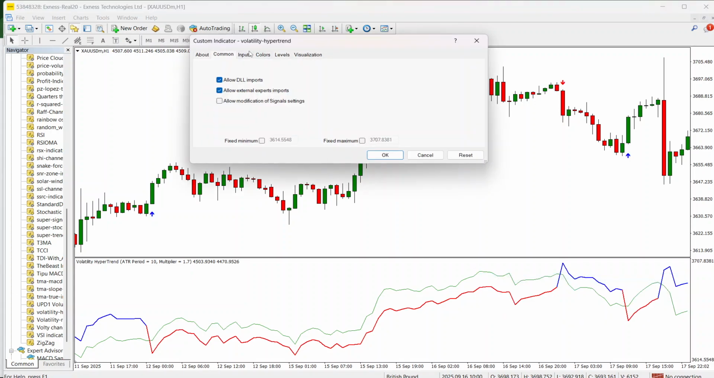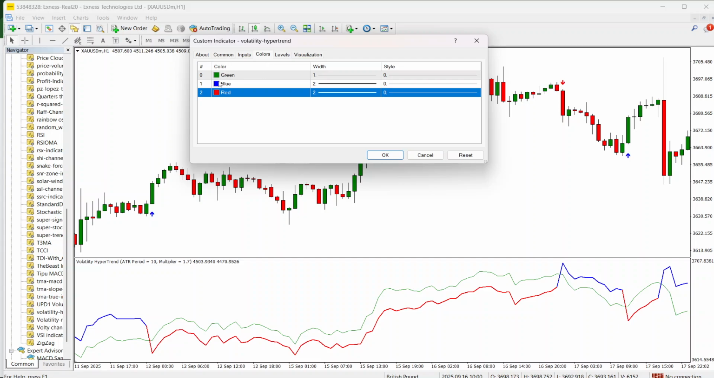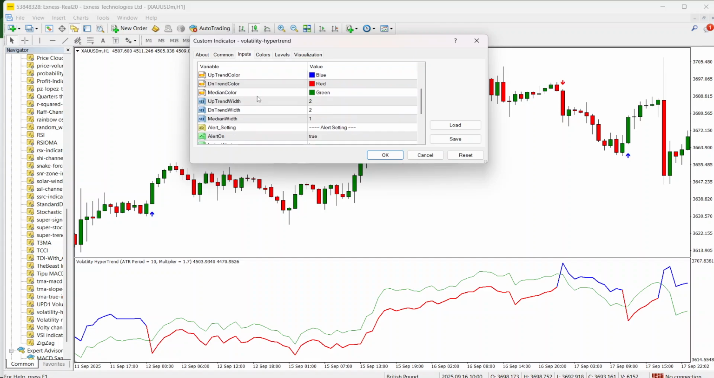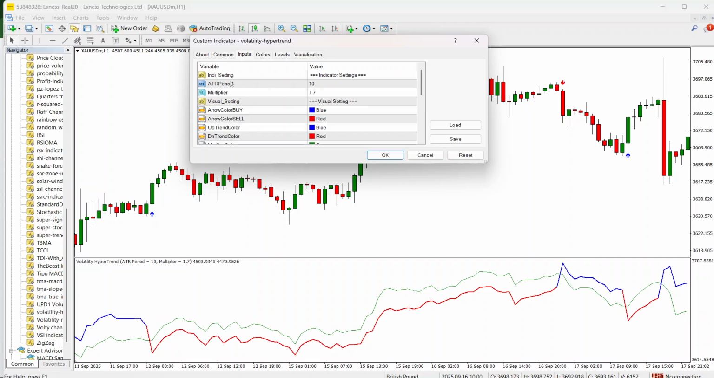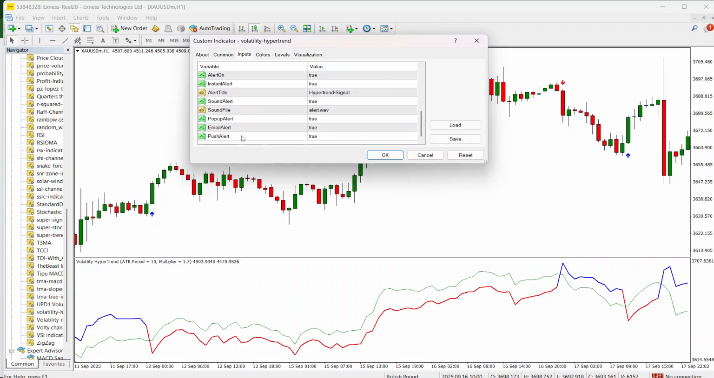You can adjust this color for the lines and for the arrows too. As you can see in the chart, you can also adjust the multiplier and the ATR period. You can also set alerts such as email, push, and sound alerts so you can be instantly notified when a trend changes direction.